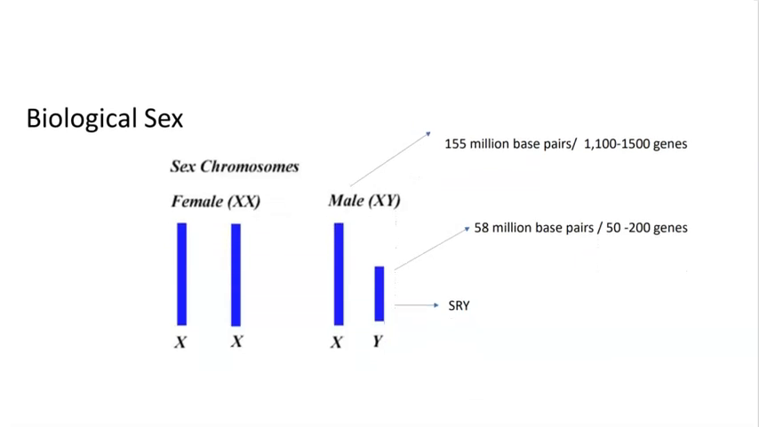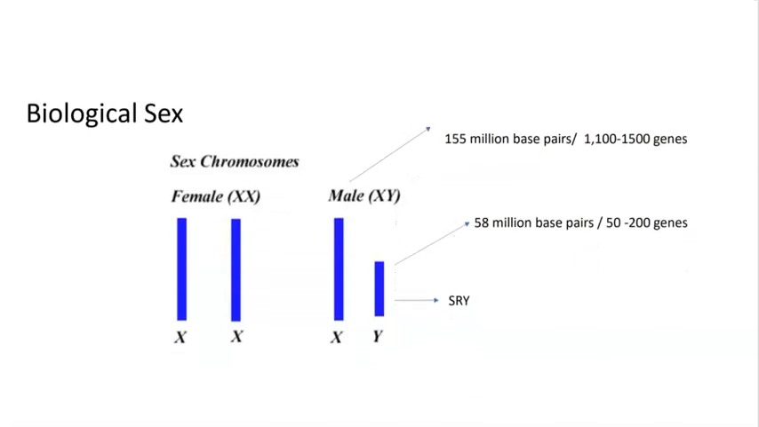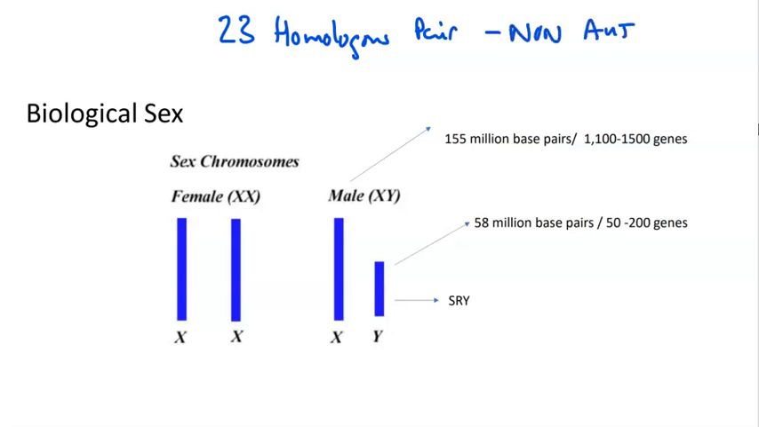So let's start with biological sex before we move on to sex-linked genes. Biological sex is determined by the two chromosomes, the 23rd homologous pair, which are often referred to as the non-autosomal chromosomes. Okay. So here they are.